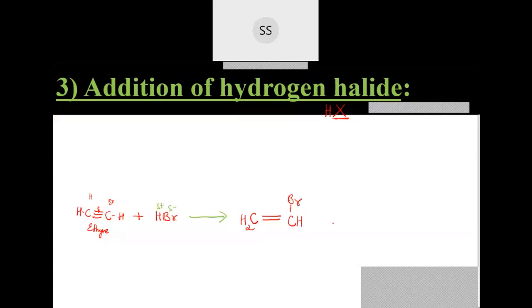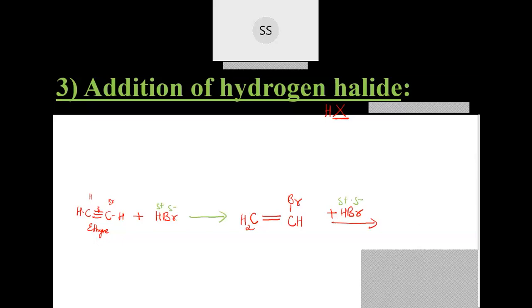Further, I can make this react with HBr. I am adding this HBr to this compound. Again, you can break it down: H is plus and Br is minus. Now when you are adding this HBr to this carbon-carbon double bond, where are you supposed to add? You can't randomly add them. The addition should happen according to Markovnikov rule.